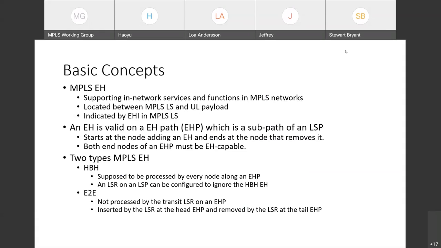The other type of extension header is end to end, or edge to edge. This means it will not be processed by the transit LSRs, and it is only inserted by the head EHP node and removed by the tail EHP node. It is only processed by the end nodes.